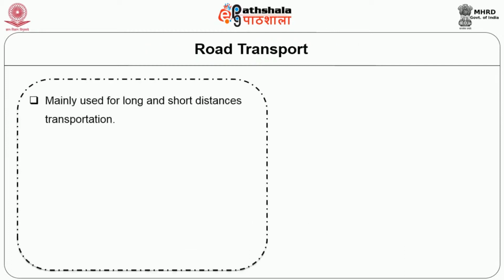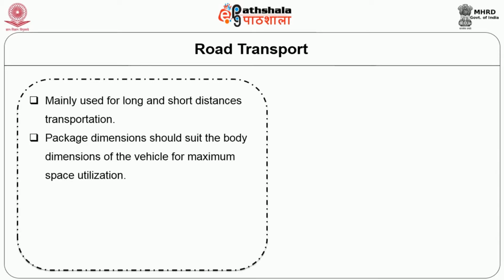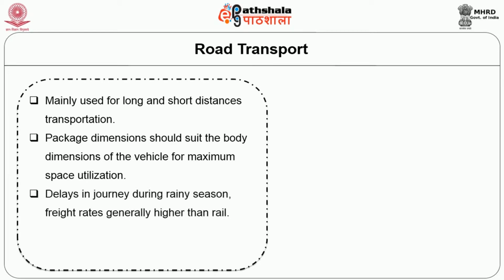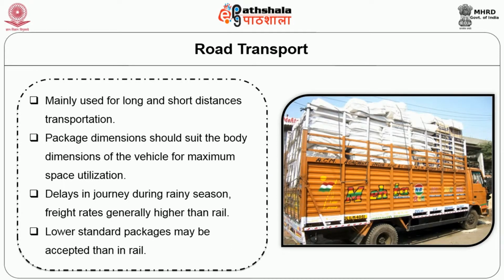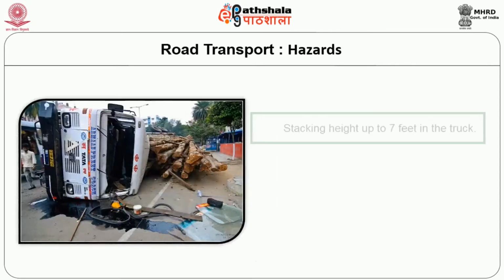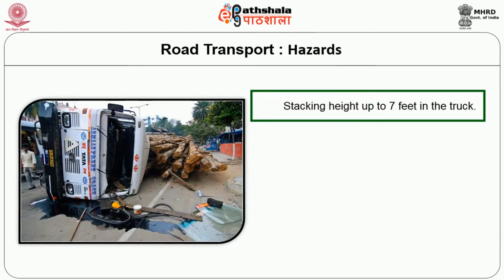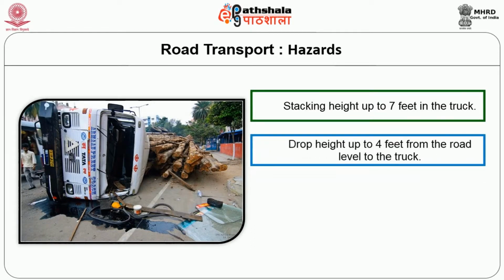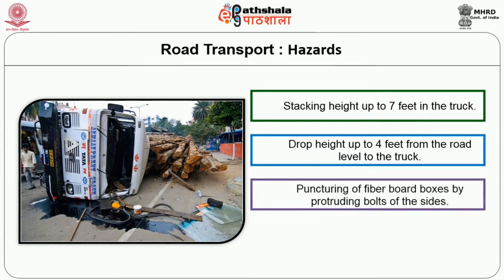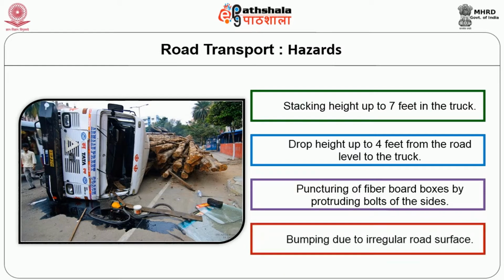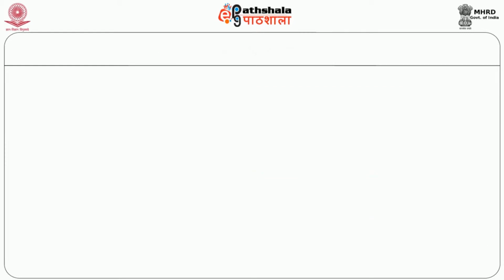Next, road transport, mainly used for long and short distance transportation. Package dimensions suit the body dimensions of the vehicle for maximum space utilization. Delays in journey during rainy season, freight rates generally higher than rail. Lower standard packages may be accepted than in rail. The hazards are stacking height up to 7 feet in the truck, drop height up to 4 feet from the road level to the truck, puncturing of fiber board boxes by protruding bolts on the sides, bumping due to irregular road surface.